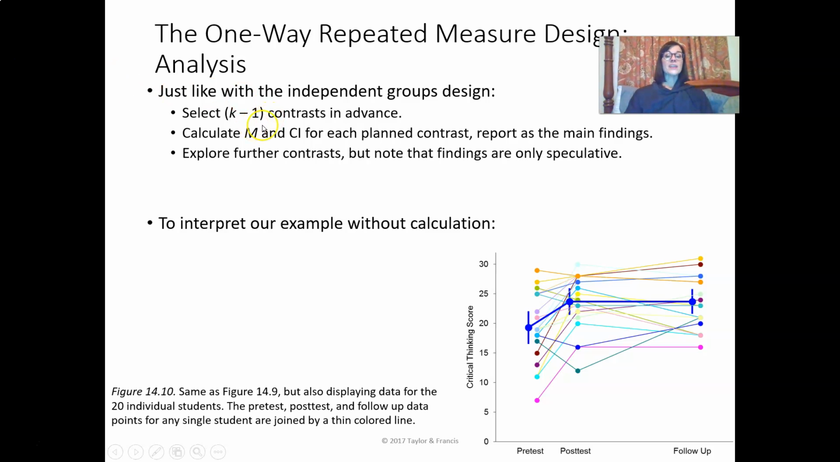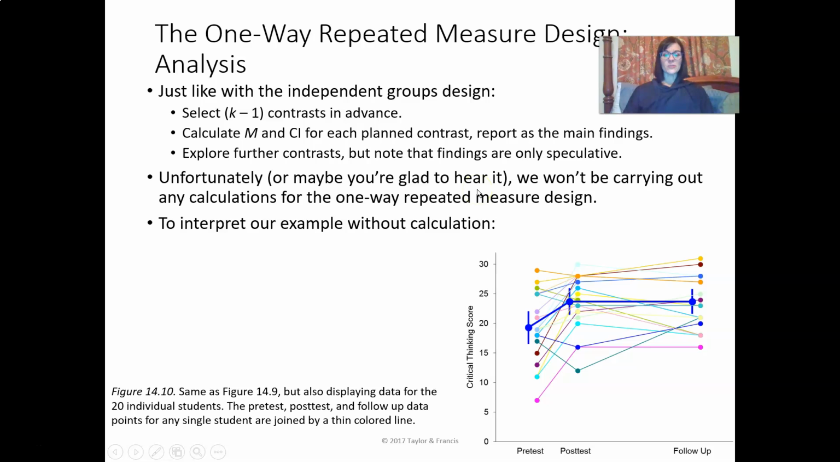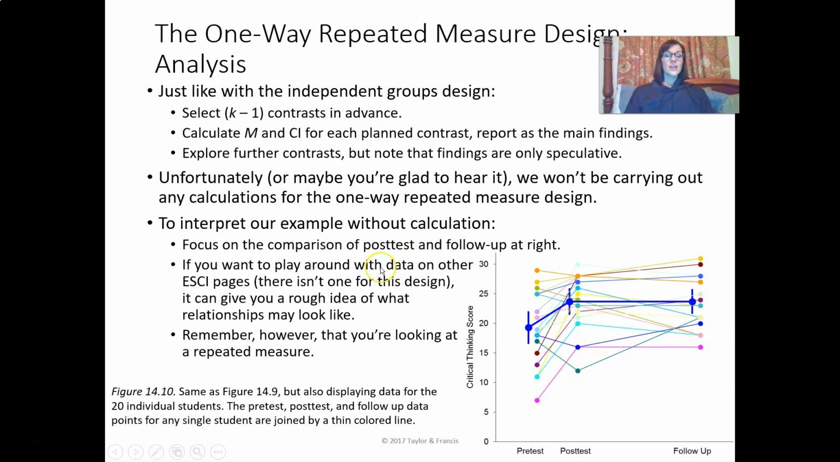Calculate a mean and confidence interval for each planned contrast, and make sure you're reporting those as the main findings. You can explore more contrasts if you wish, but note that they're exploratory and be tentative with them. We're not going to be doing any calculations for the one-way repeated measures design, and ESCI isn't really going to do that for you either. So what can we do instead? Without doing a calculation of any kind, focus on the comparison of the post-test and the follow-up.